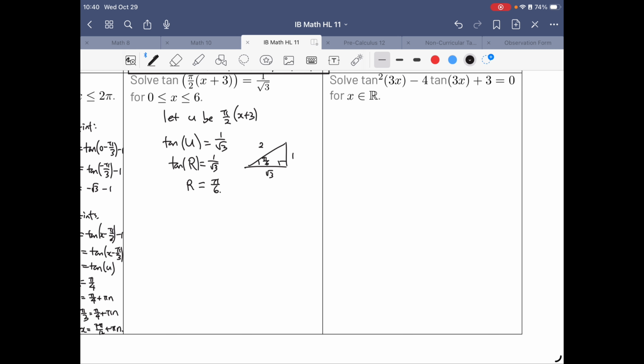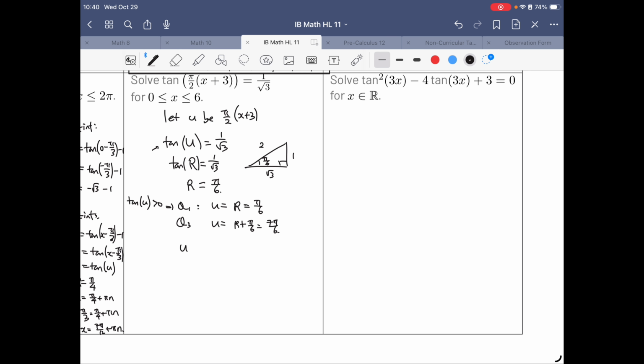Because I know that the reference angle is pi over 6, and I know that tangent is greater than 0, which means that we're in quadrant 1 and quadrant 3. So that's going to be u is equal to r here, just pi over 6, and u here is going to be r plus pi over 6, so we're at 7 pi over 6. Altogether, for tangent, it's easy because it's always going to be either first quadrant, third quadrant, or second quadrant, fourth quadrant. So u is simply pi over 6 plus pi n, not 2 pi n.